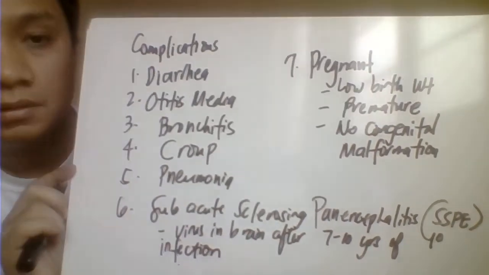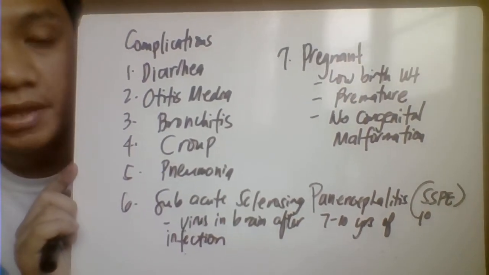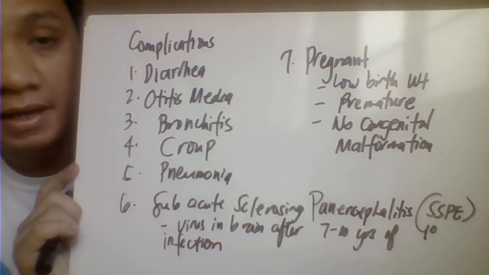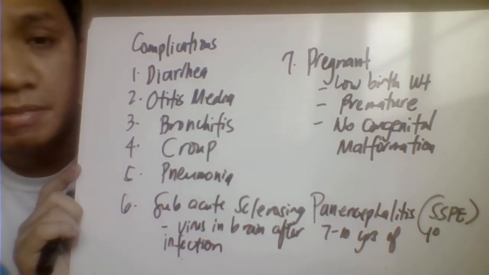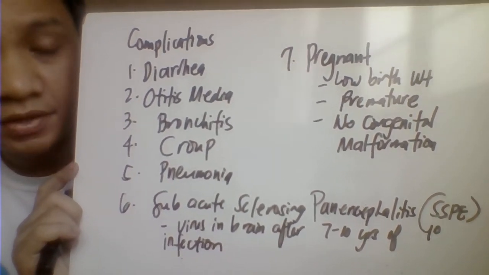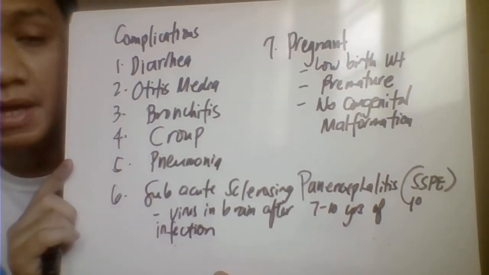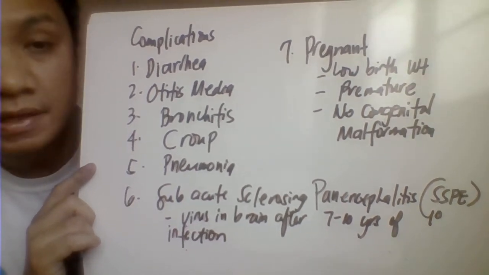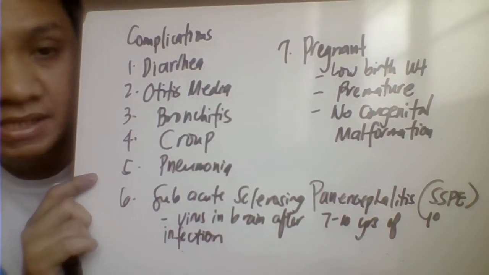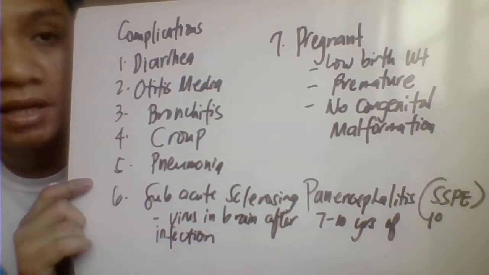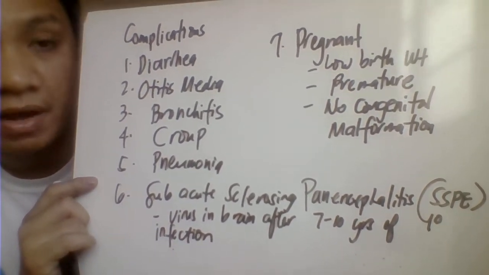For the complications, the complications would be the following. We have diarrhea, otitis media, bronchitis. We also have croup, and we have pneumonia. The most severe one is subacute sclerosing panencephalitis, characterized by the persistence of the virus in the brain of the patient, which might occur 7 to 10 years after the primary infection.